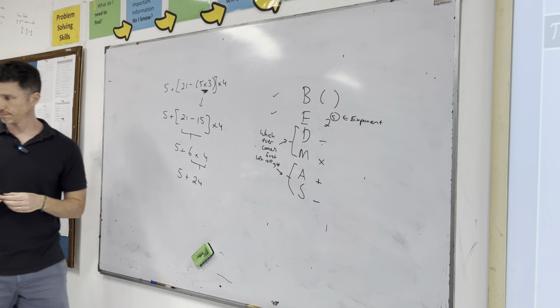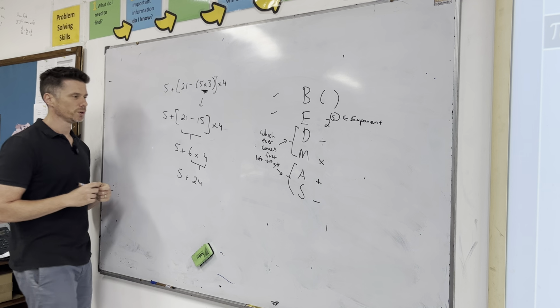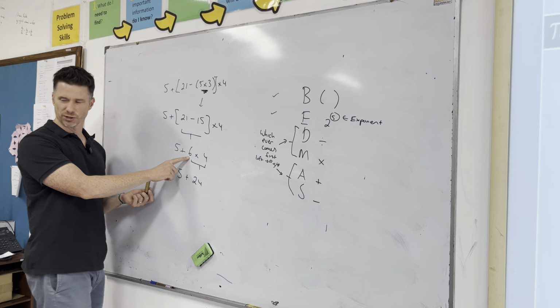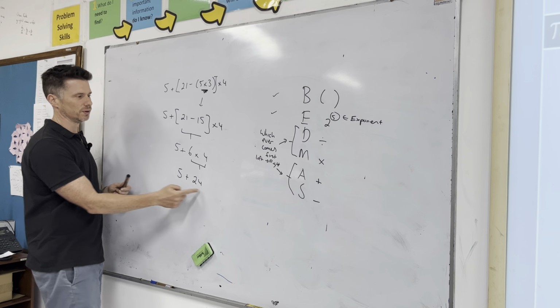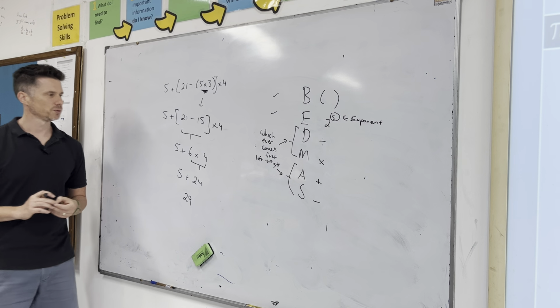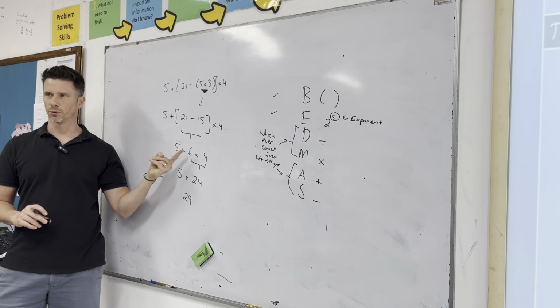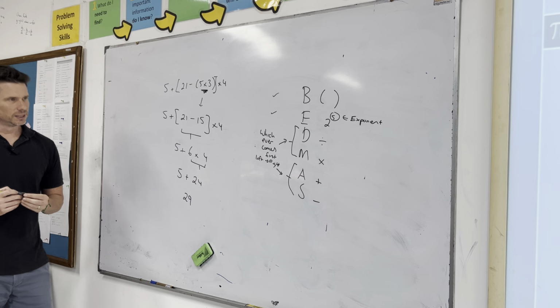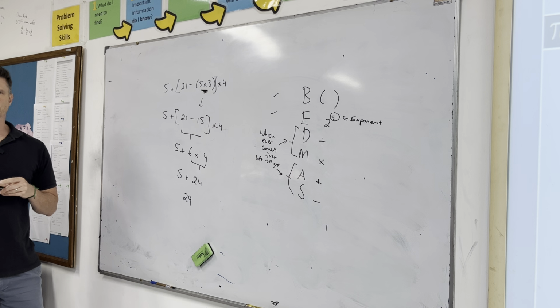So it wouldn't be the same. No, it would not. So 5 plus 6 is 30 times 4 is 120, whereas this gives an answer of 29. Okay, so remember this stands for 6 groups of 4, 6 times 4. Okay, so that's the first example.